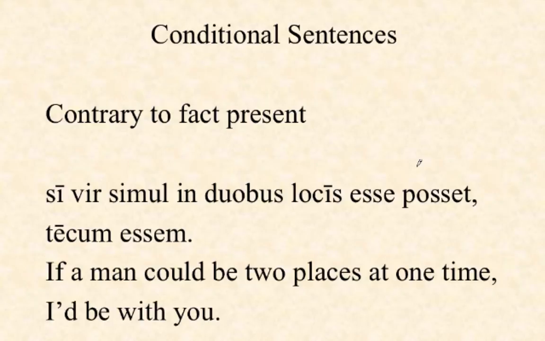Here's an example of a contrary to fact present sentence in the song If. Si vir simul in duobus locis esse posset tecum essem. If a man could be two places at one time, I'd be with you. A man can't be two places at one time. This is contrary to fact. And so we have imperfect tense subjunctive verbs on both halves of the sentence.